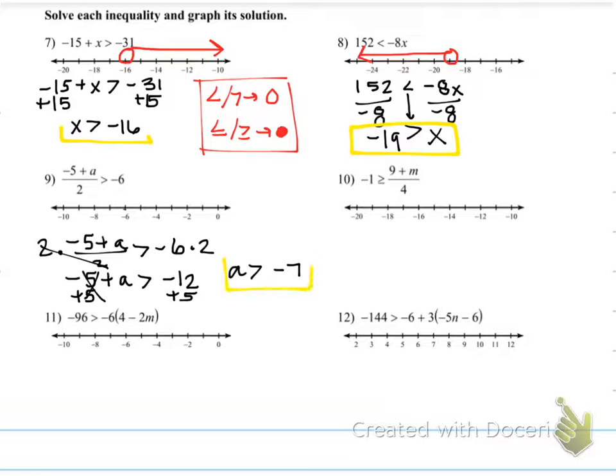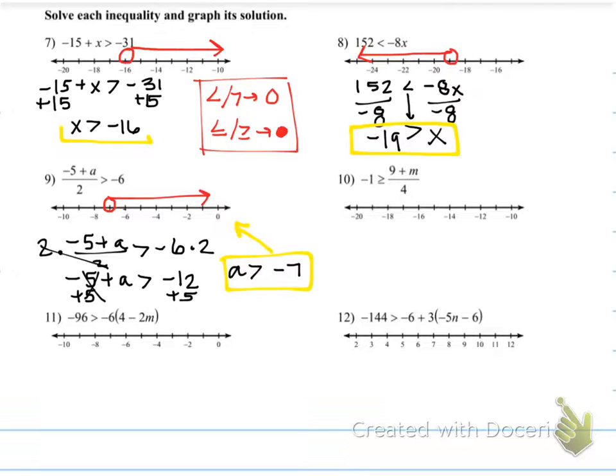So now here's my answer, but I need to graph it on my number line. So I've got an open circle at negative 7. And then it's saying a is greater than negative 7. So we need numbers bigger than negative 7, which is going that way.